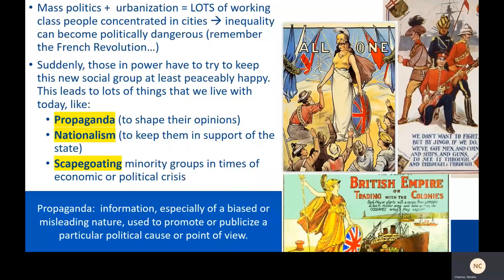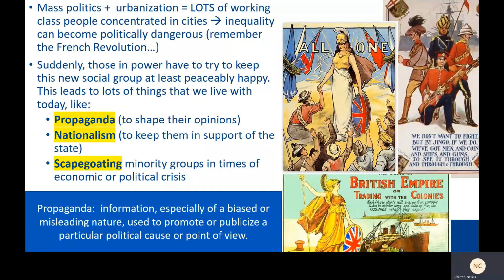And so, because of this new mass of politically involved people, plus urbanization, lots of working class people concentrated in cities, and the visible inequality that existed there could become politically dangerous. And so people in power had to try to keep this new social group at least peaceably happy. And this led to lots of things that we still live with today, including propaganda to shape their opinions. Propaganda is information, especially of a biased or misleading nature, used to promote a particular political cause or point of view. And nationalism to keep them in support of the state.